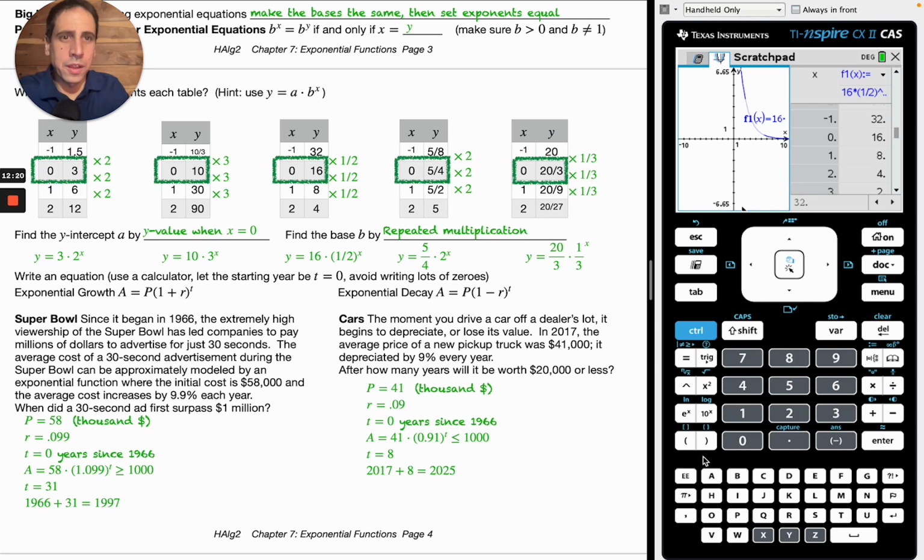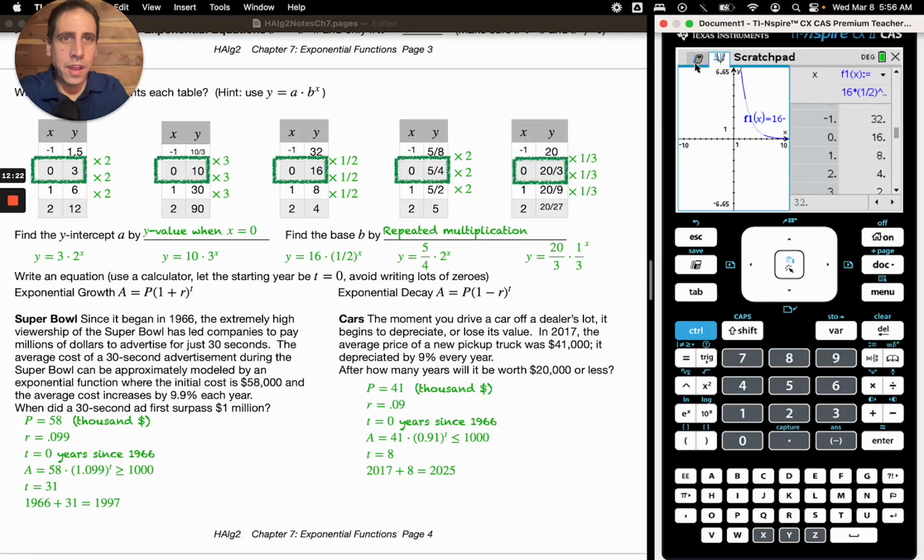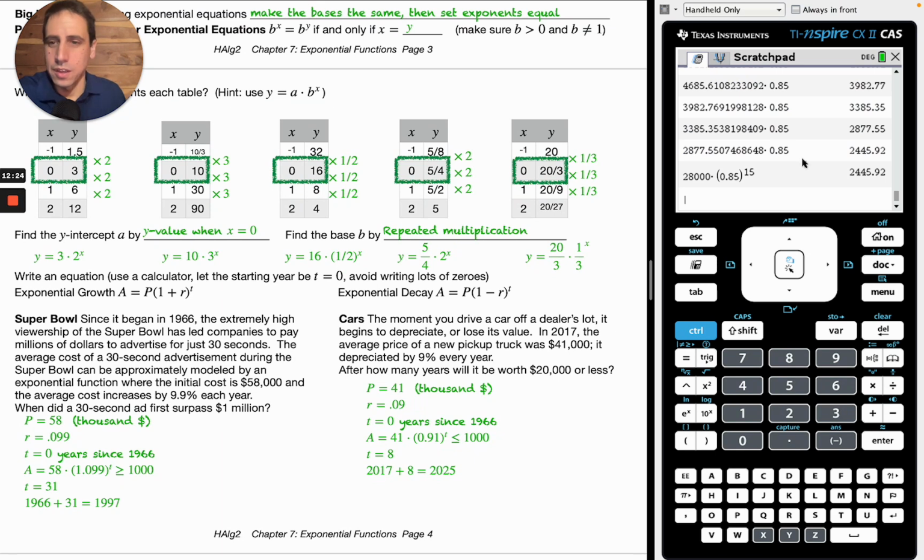We're going to do these two ways. We're going to do it calculationally and then also on the graph. So if you were making a table like this, when x is equal to 0, the y value would be $58,000, the initial cost back in 1966. So we're going to let p equal 58 here. $58,000. I'm going to do this on the calculator first.